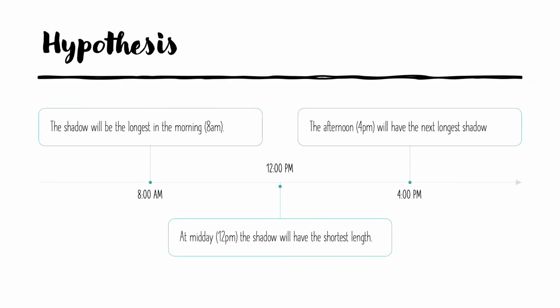Students must make prior predictions before beginning the investigation. The hypothesis in this investigation was, the shadow will be the longest in the morning at 8 a.m, at midday, 12 p.m, the shadow will have the shortest length, and the afternoon at 4 p.m. will have the next longest shadow after 8 a.m.